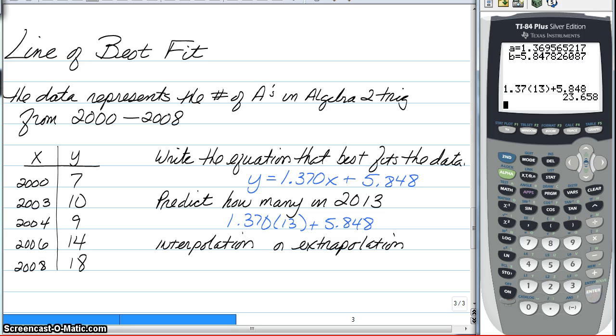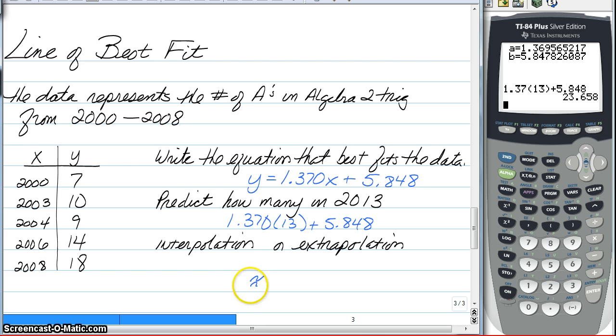Press Enter, and we're going to have approximately 23.658. I don't really think you can have partial, so approximately 24 students will get an A. So, did we use interpolation or extrapolation? Well, for this particular example, we just use extrapolation.